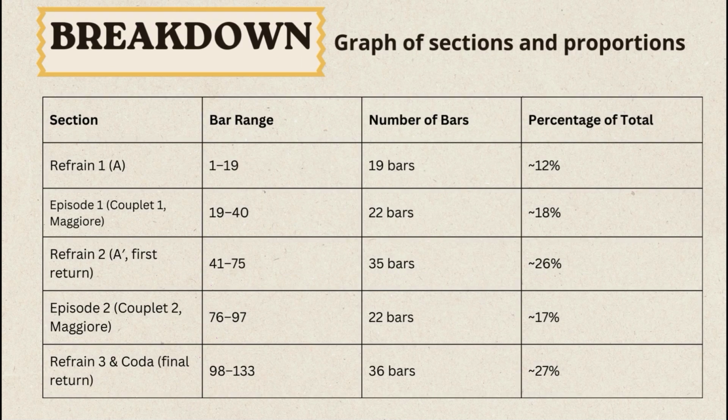As the table shows, the refrains combined occupy roughly half the movement, which is typical for a rondo. The recurring theme dominates the form. The first refrain is relatively short, only 12% of the piece, while the later refrains are longer due to Haydn's expansions. The final refrain plus coda is the single largest section, about 27%. Each episode is slightly different in length, with the first episode, 18%, a bit longer than the second, 17% overall.